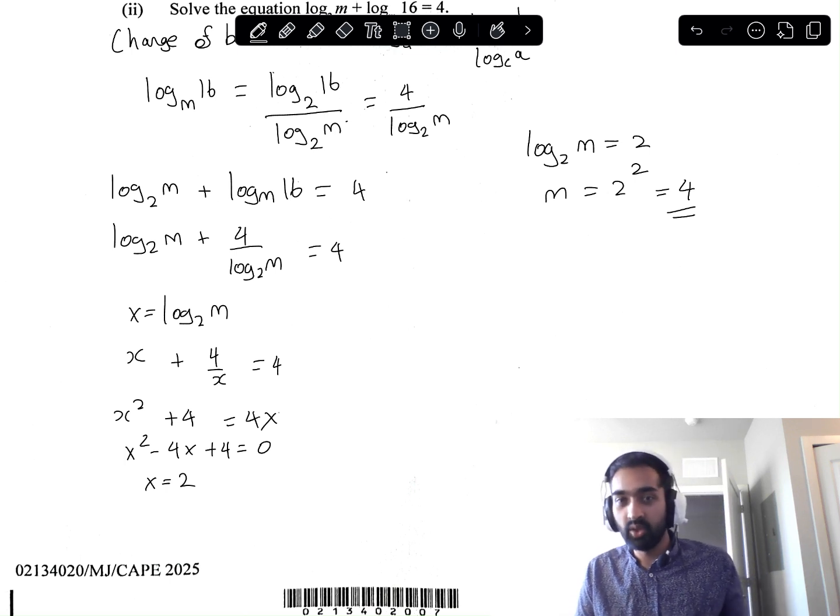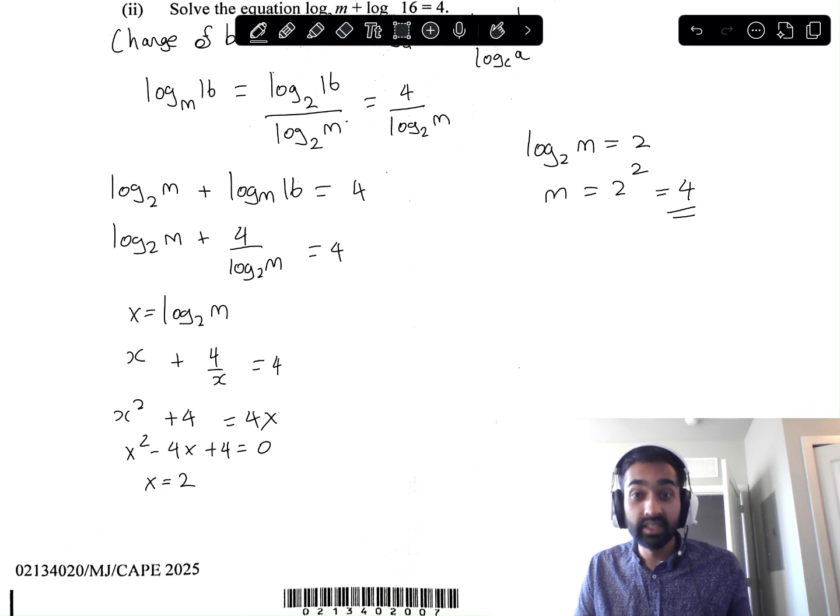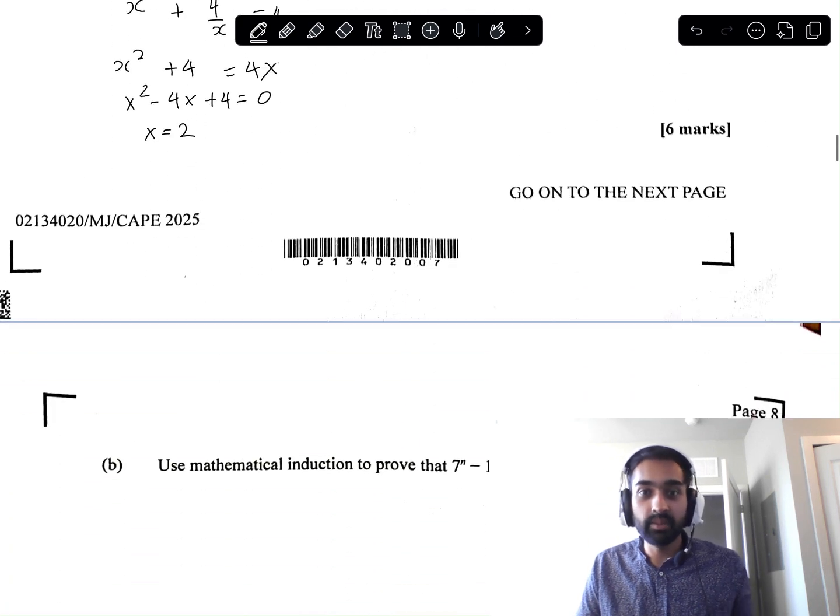I definitely think this is one of the more difficult log equations I've seen because it requires you to use change of base. But you need to know change of base too, and once you know change of base, it's not that difficult. You definitely should be able to solve this question.